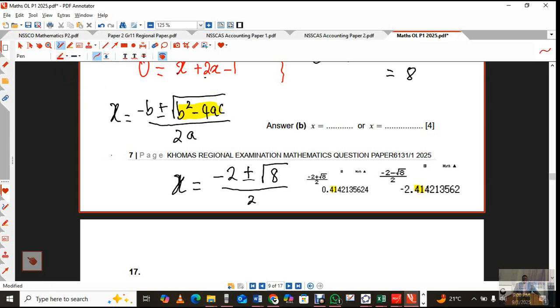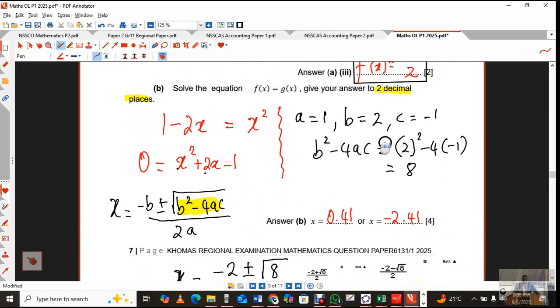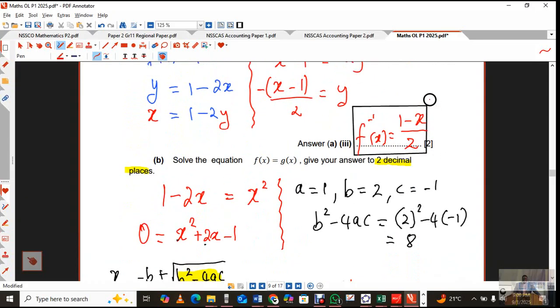So it's going to be the first one, doesn't matter which one you write first, it's 0.41. The other one is negative 2.41. Those are my 2 answers correct to 2 decimal places. Okay, right. But of course, you have got all the right in the world to use the quadratic equation formula.